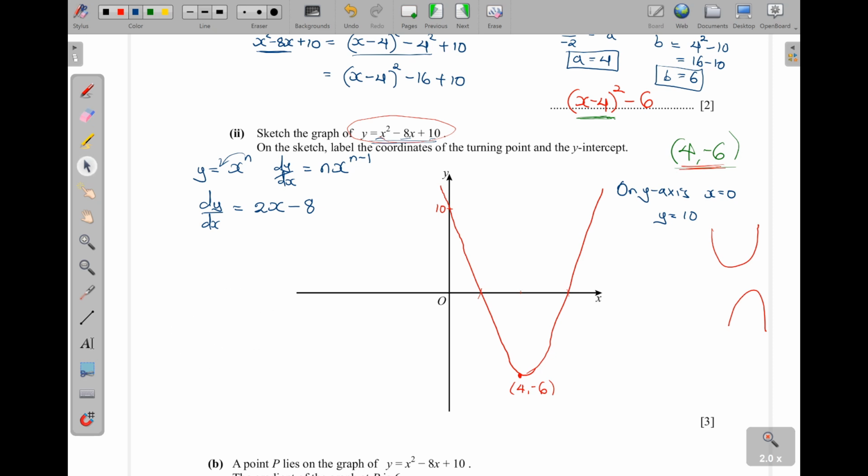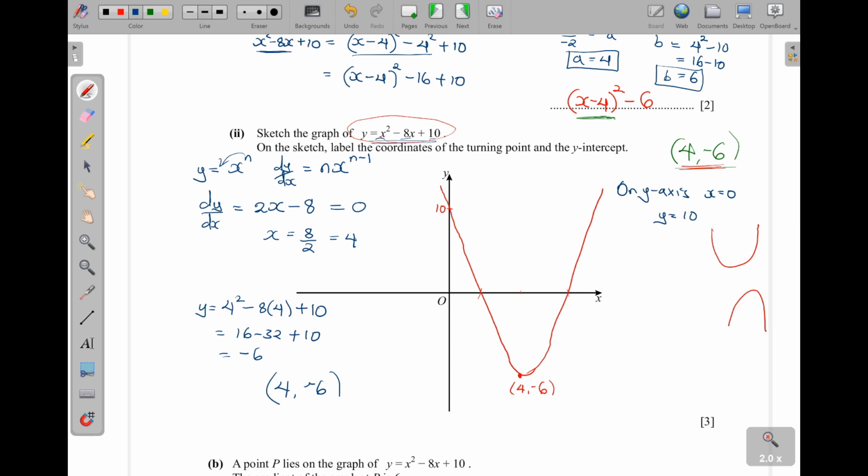Then for turning points, dy/dx is equal to 0. Now, solving for x, you take the 8 this side, then you divide by 2. This one will be a 4. So when you get this 4 and you substitute here, what will be our y? 4 squared minus 8 times 4, then plus 10. So we shall have 16 minus 32, that is negative 16, then plus 10 will give us negative 6. So you can see that the turning point is (4, -6).